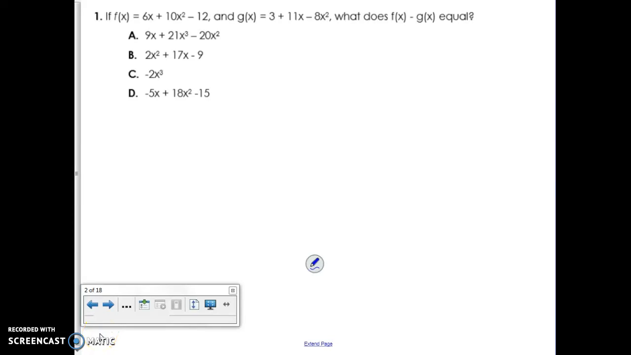One says, we've got a lot of polynomials and stuff going on here. And what it wants us to do is essentially subtract. So it wants us to take f of x minus g of x. So it's really important to first figure out what is f of x and what is g of x.